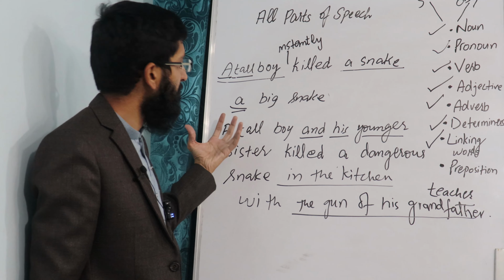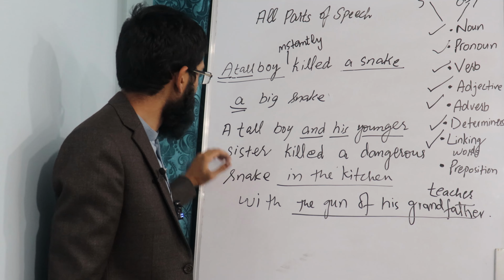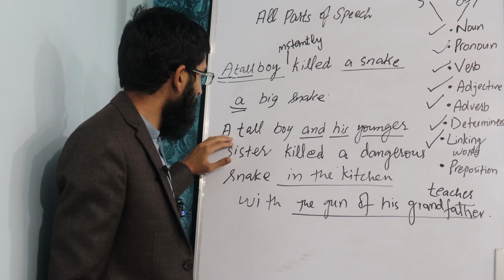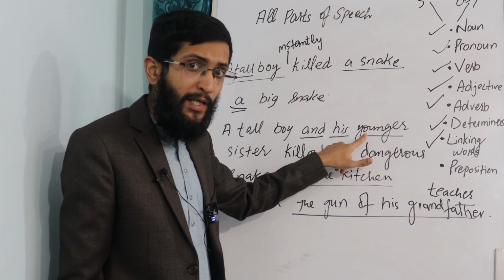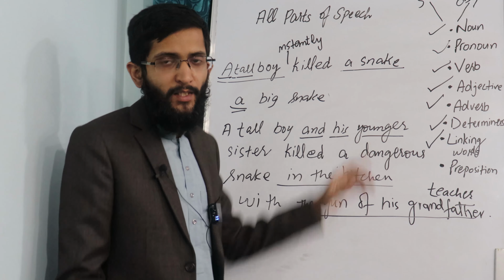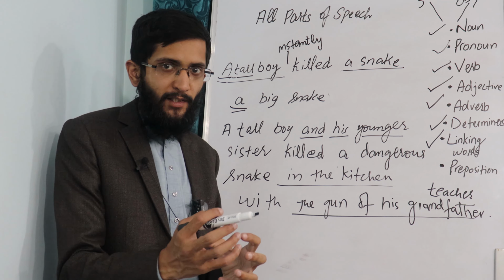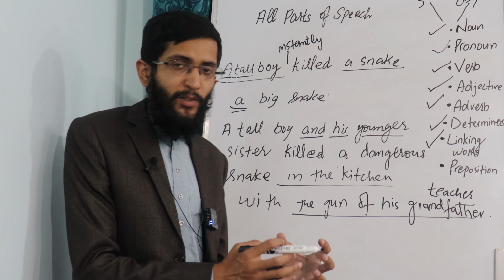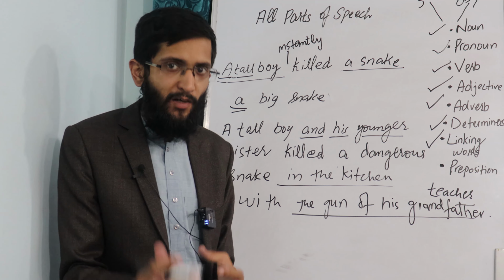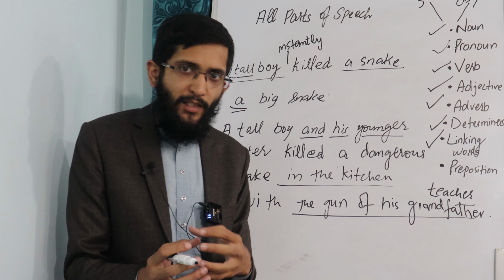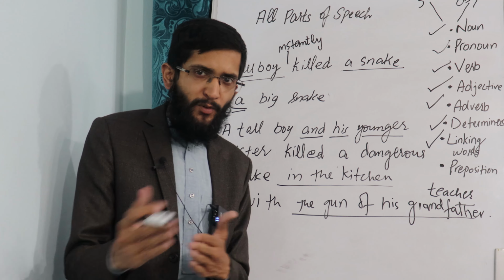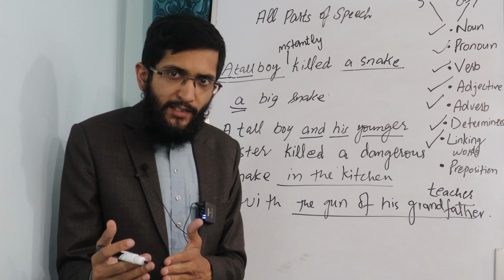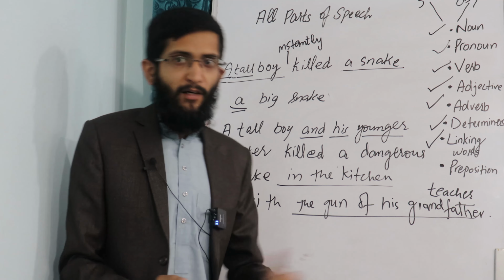Now let me make it a bigger one. A tall boy from Germany and his younger sister who was playing in the garden. Like we are elaborating the girl, what she was doing. She was playing in the garden. We didn't make another sentence, rather we made a noun phrase. A tall boy from Germany and his younger sister who was playing in the garden.